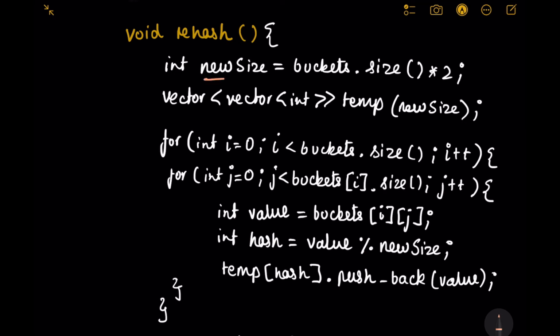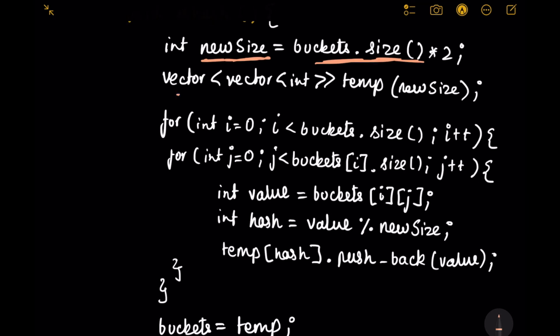We first find the new size of the set. The earlier size was represented by buckets dot size, because that was the total number of buckets we have, but we now want twice the number of buckets. So the new size for the set is going to be 2 times the existing size. Then we create a temporary set. In this temporary set, we are going to store all the values, and then we are going to replace the original set with this set.